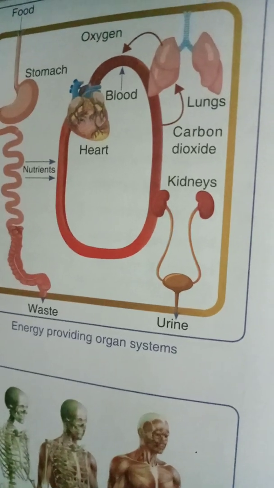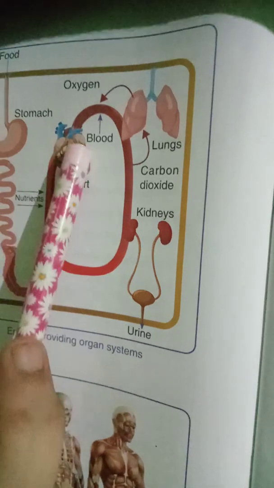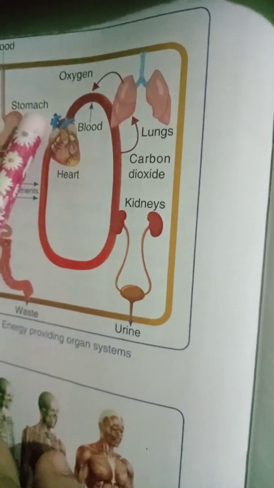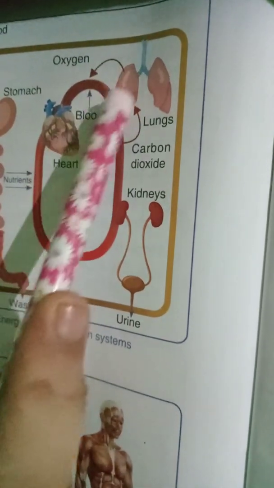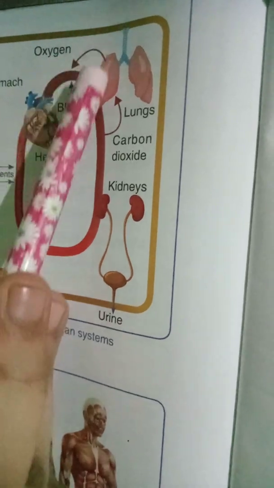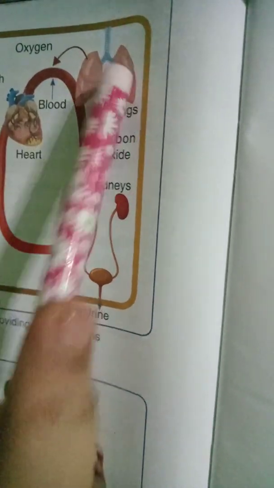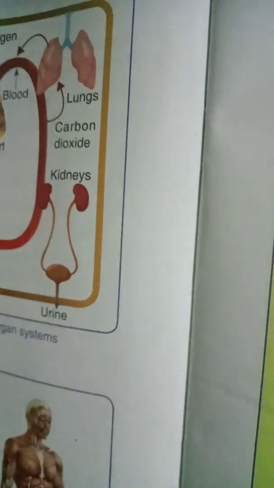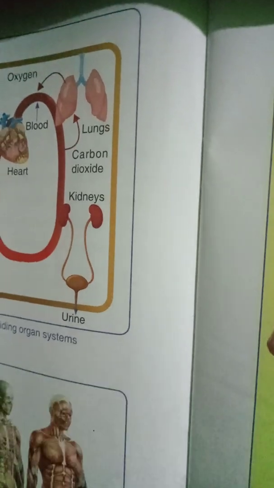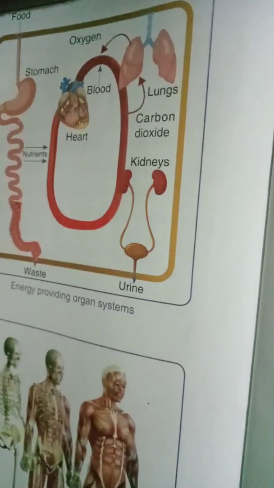So this one is the heart, this is the kidney, this one shows blood, and this is the stomach. The lungs bring in oxygen to our body, and they also take out carbon dioxide from our body.